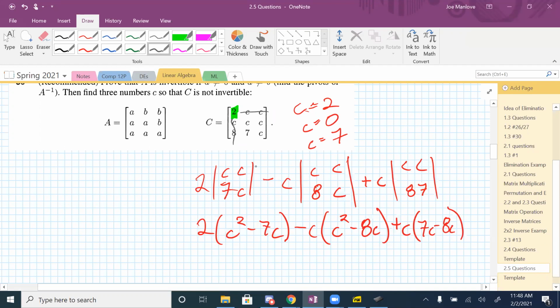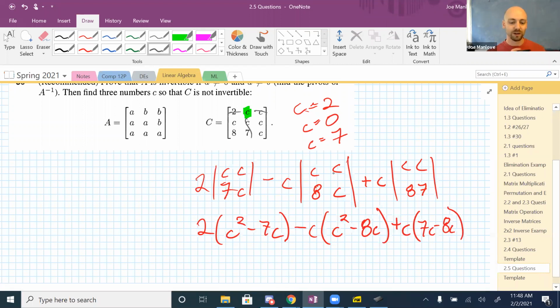Got it. And then I did that exact same thing for the next one. So the next one, I picked this C, and then I crossed out the row and the column it was in. And I got that little submatrix. The only hard thing about this is that you have to remember that when you're going across, they alternate sign. So I did plus the first one, minus the second one, plus the third one.